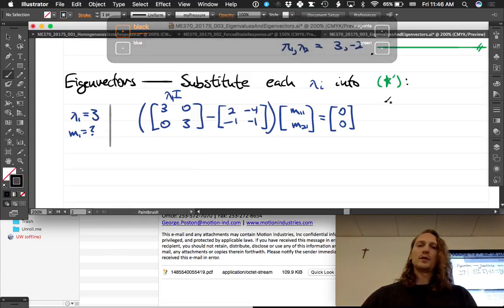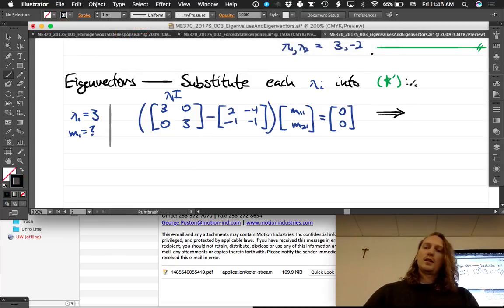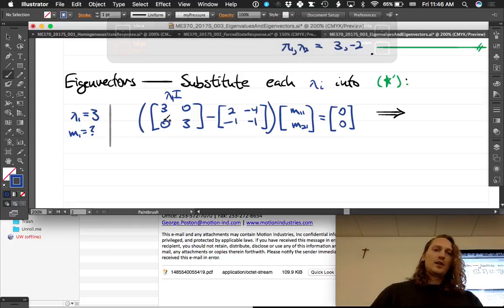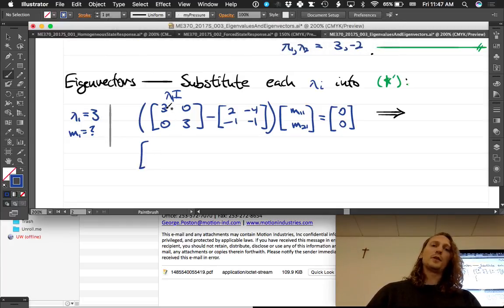So I will say this implies that let's build this matrix that comes out. So 3 minus 2 gives us what? 1. And 0 minus -4 gives us 4. Let's do the second row. What's this term going to be? What is 1? And what's this one? 4. That's interesting.